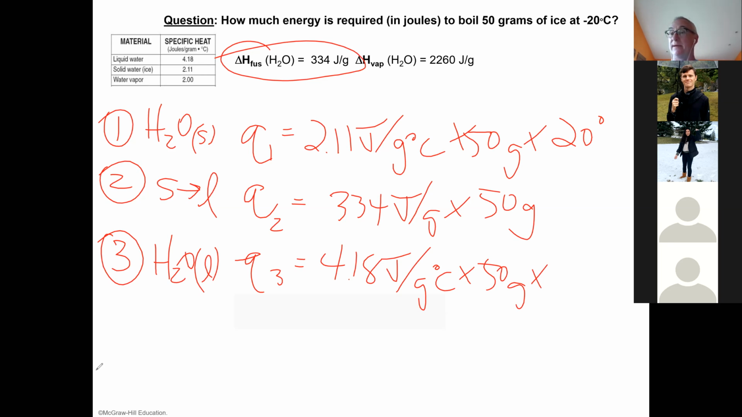100. Yeah, because we need to go from the freezing point to the boiling point. We need to go to whatever the distance is to the next phase change. And with water, it happens to be 100, from 0 to 100. So that change is 100 degrees. Now, what's my fourth step?